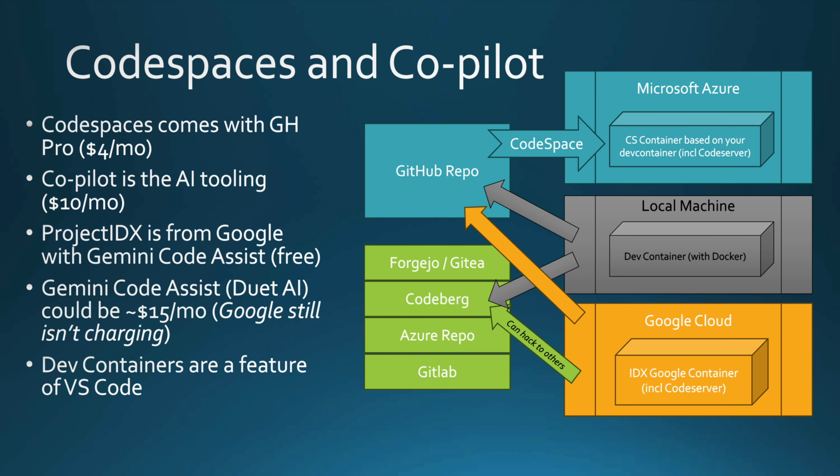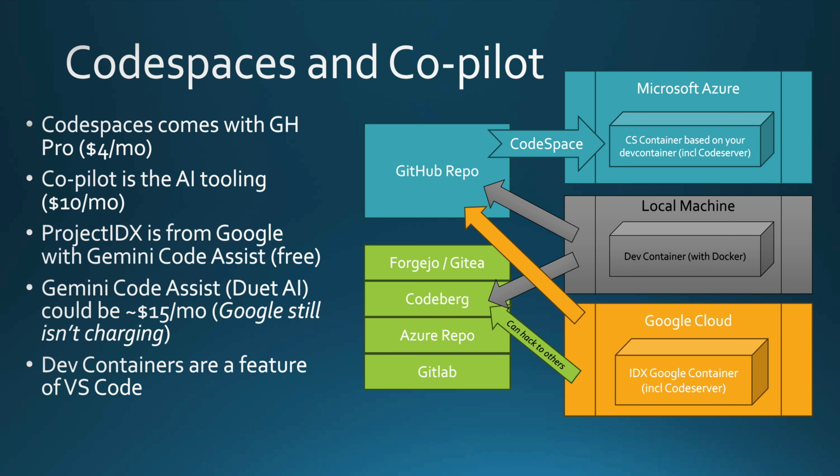So let's talk about Codespaces, Copilot, and the various tools out here. Assuming we have our code in a GitHub repo, we launch a GitHub Codespace, which is going to launch somewhere in Azure. It's an ephemeral container, and that container is based on your dev container spec. That includes Code Server, which is the Visual Studio Code hosted instance that you see. Now, if I'm paying for it myself, it's $4 a month. It can be bundled in with other accounts. We have it here at WellSky.